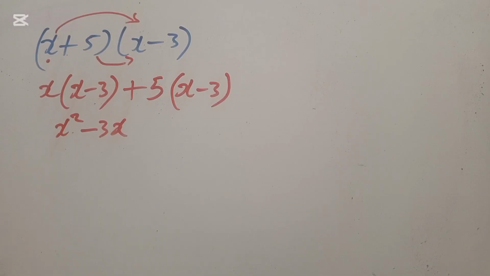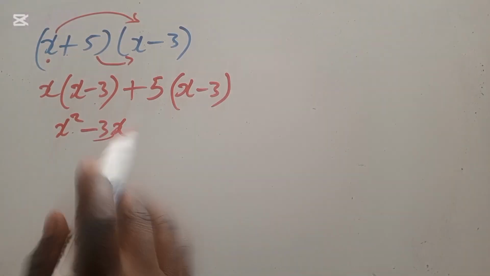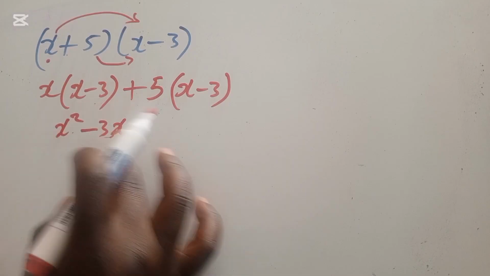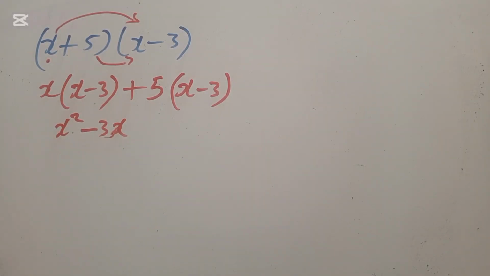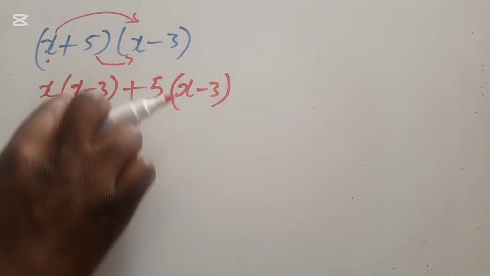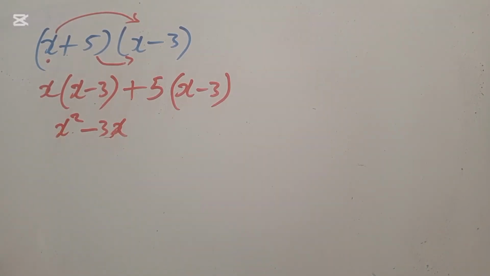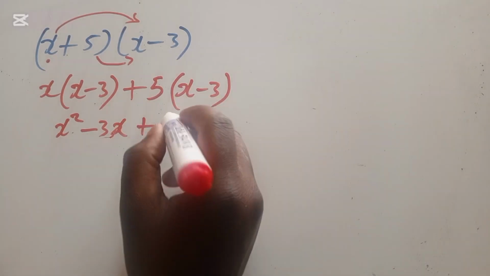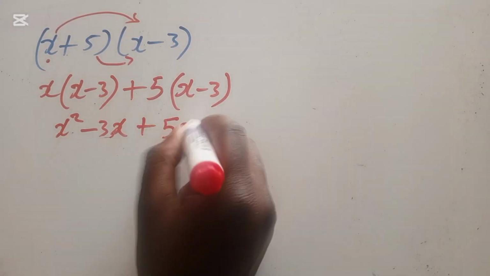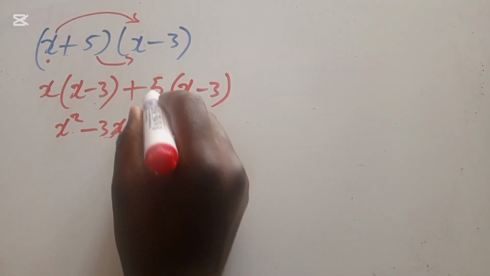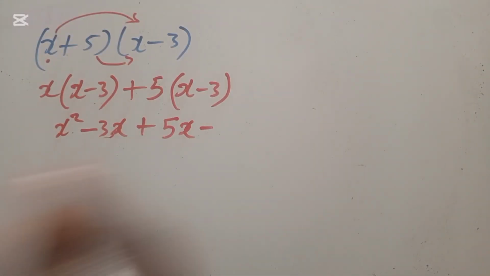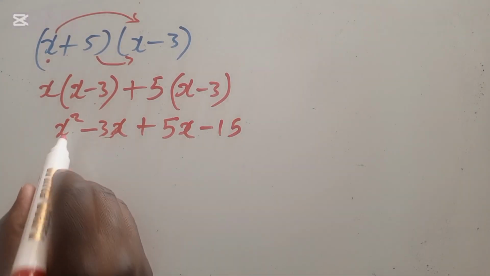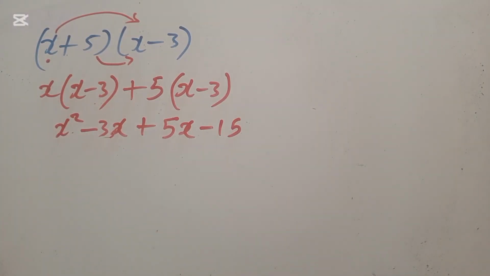Expansion is the reverse of factorization. In the first question that was asking about factors, we were given this and we were able to go back to this. We factorized. Now here we are expanding. Plus 5 times x, 5x. 5 times 3, 15. And then you put like terms together.